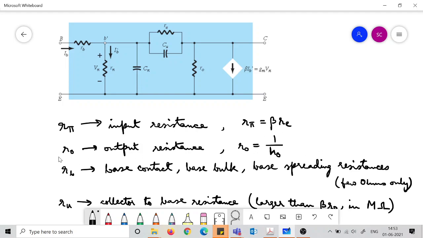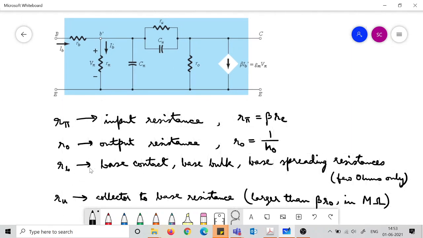They are easy also. R0 is the output resistance, which is nothing but 1 by H0. So these are the same. RB is something that is new here. What is RB? RB is the total resistance from the base contact, the base bulk resistance, and something called the base spreading resistance. You can say this is a lumped resistance on the base side, but even then it is only a few ohms, very small.